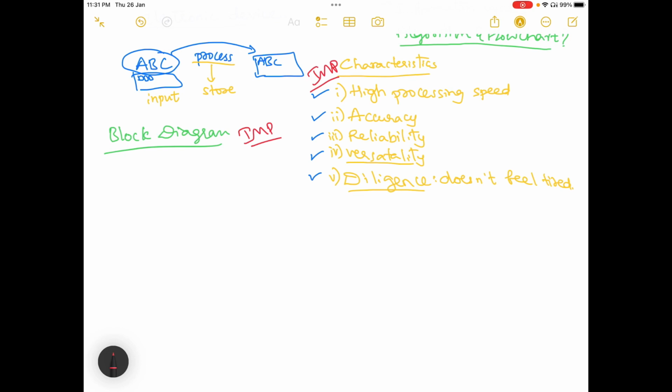Okay. So before starting into the block diagram, the devices which we are using to give the input are referred to as input devices. And the devices which we are using to display the output, we refer to them as output devices, right? So these words you should know while we are discussing the block diagram.